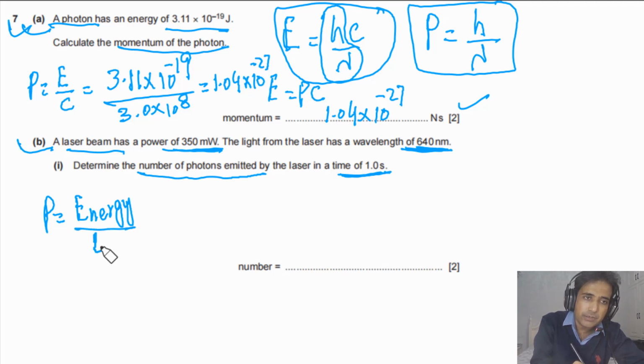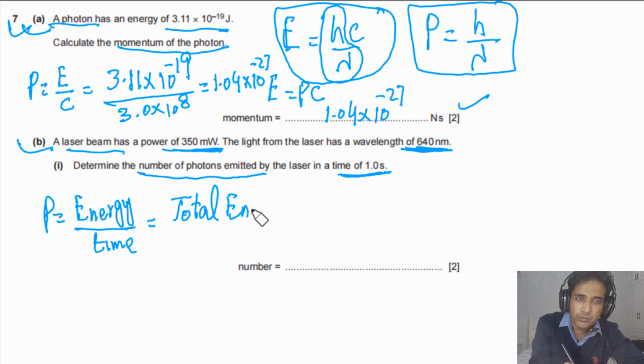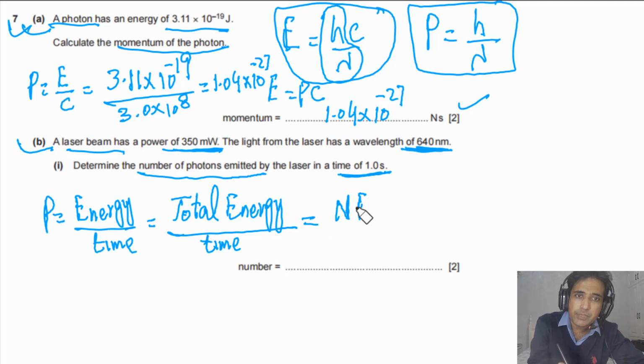So we can say this is energy over time, but this is not very clear. Energy is not the energy of a single photon. Here we are talking about the total energy of the laser, the total energy emitted by the laser in a given time. So we can say total energy will be equal to the number of photons times the energy of a single photon. Like this you need to understand physics, divided by time. So in this case we can say time is t.